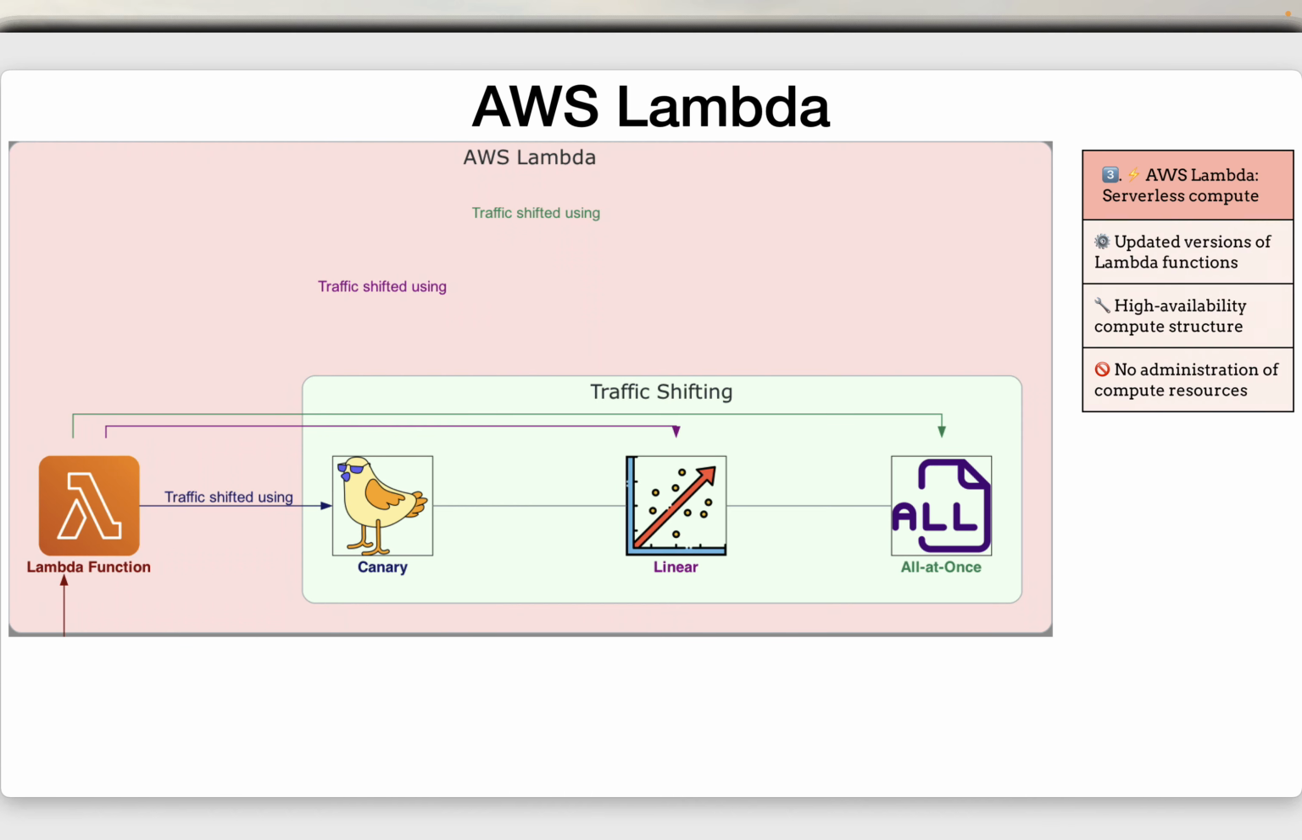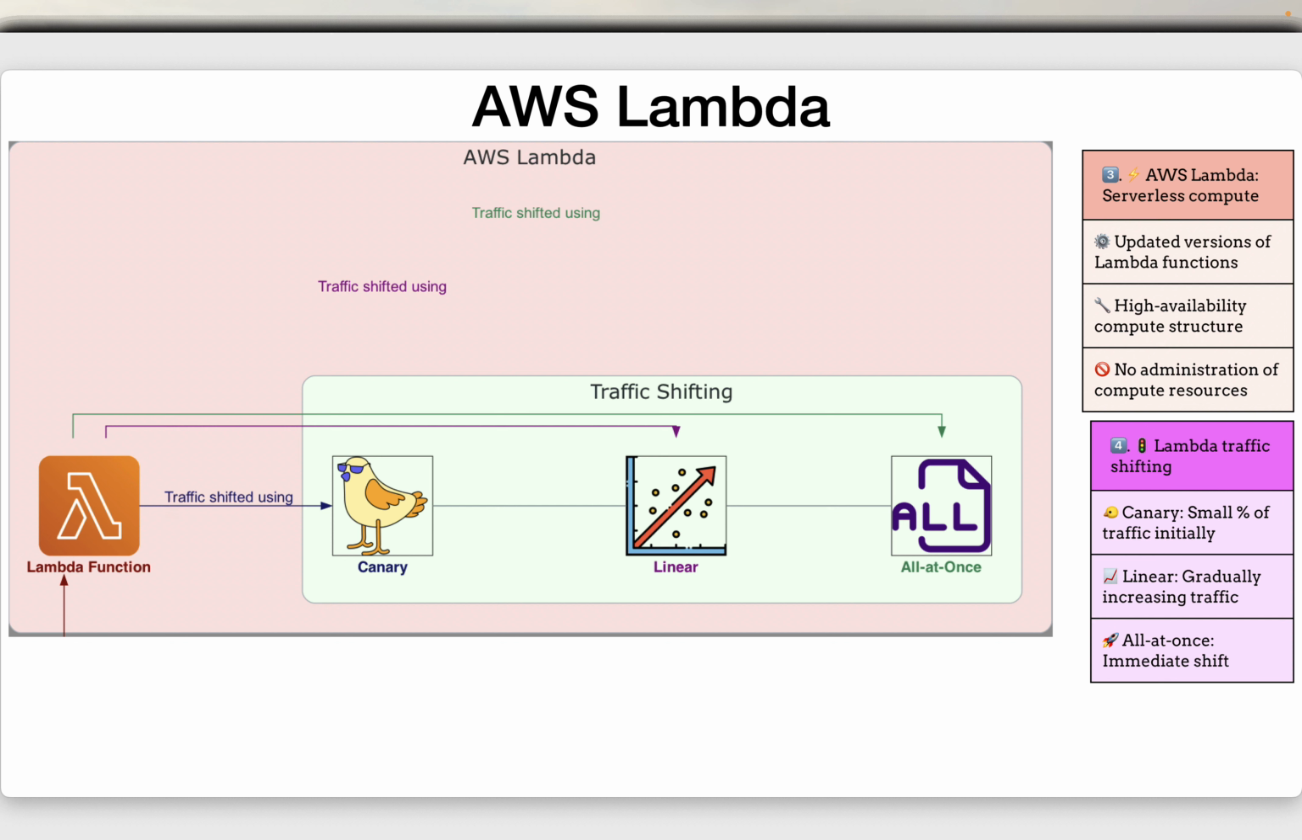Next is Lambda. CodeDeploy can deploy updated versions of Lambda functions in a serverless compute environment managed by AWS Lambda, which provides a high availability compute structure and handles all administration of compute resources. During a Lambda function deployment, you can manage how traffic is shifted to the updated versions by choosing a canary, which is a small percentage of traffic initially. So canary is a small percentage of the total traffic. And second, linear, which is gradually increasing traffic. Or third type is all at once, which is an immediate shift configuration. So I'll be covering all this also in later slides.